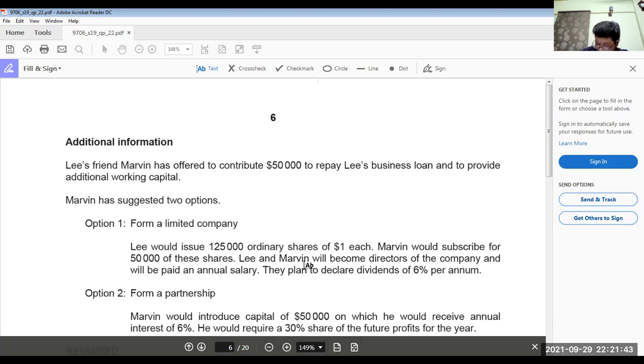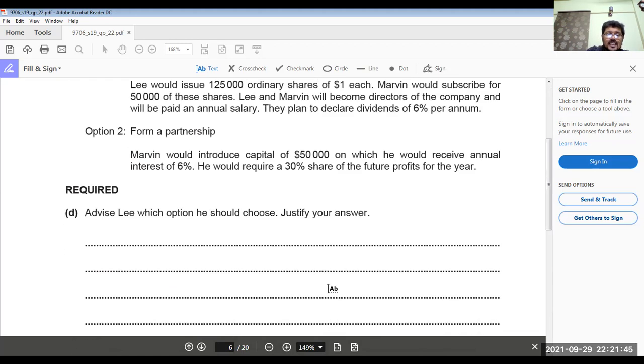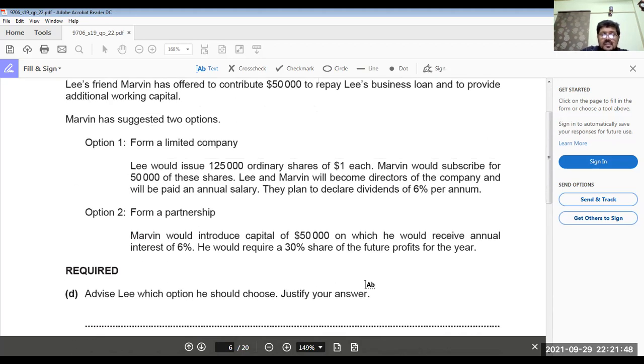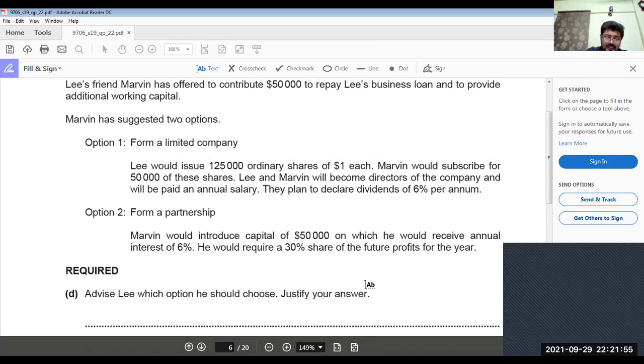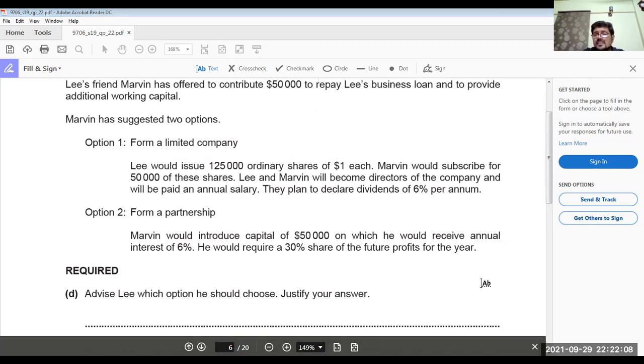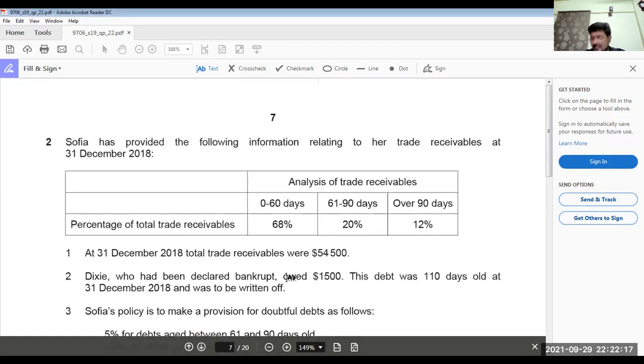On the other hand, if they introduce capital or make a partnership, they can share profit and loss both, but they have to pay interest on capital of 50,000, at 6%, which is 3,000, and profit. So I think partnership would be better if Marvin is a very close friend. I think partnership is good because there are no legal formalities, because of formation costs and other expenses they have to bear.